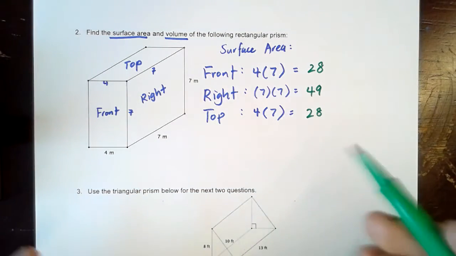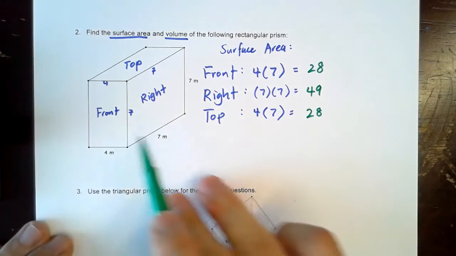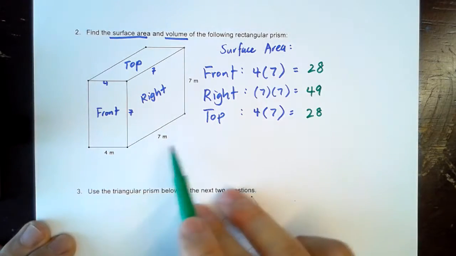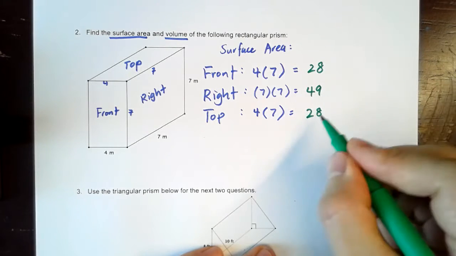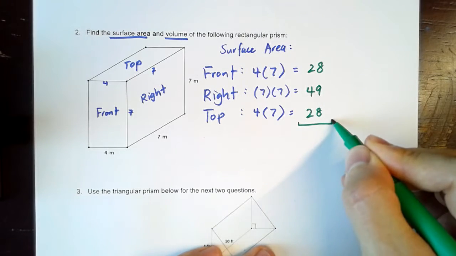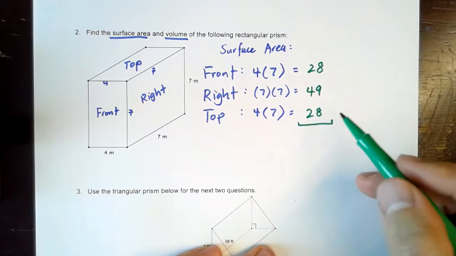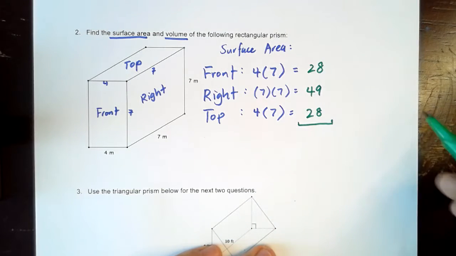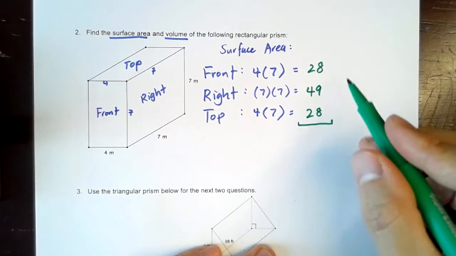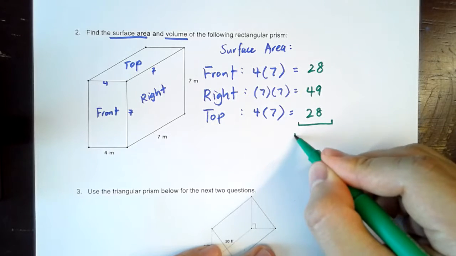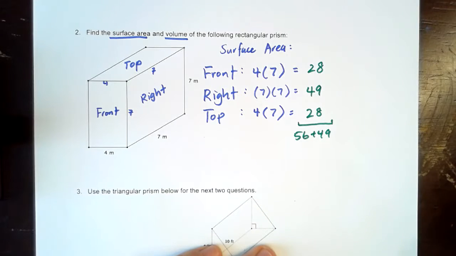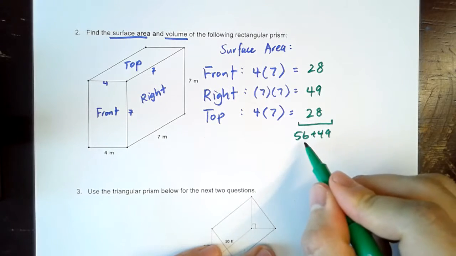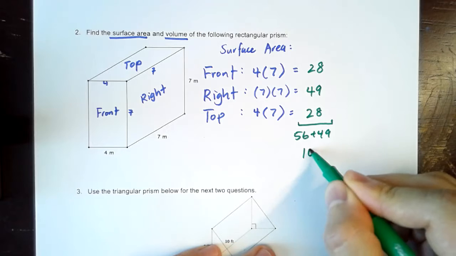Remember, we're trying to find the total area it takes to wrap this entire three-dimensional shape. Now that I have all three of these numbers, I'm going to add these all up. 28 plus 28 is 56. 56 plus 49. It's kind of like doing 56 plus 50 minus 1. So that's going to be 105.